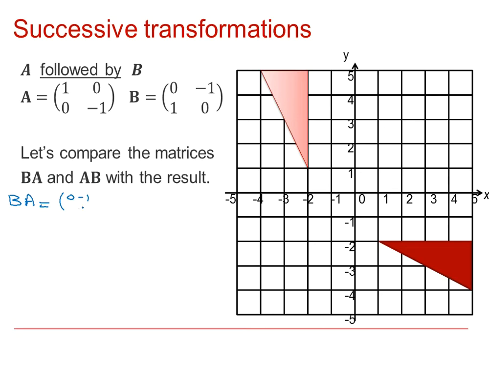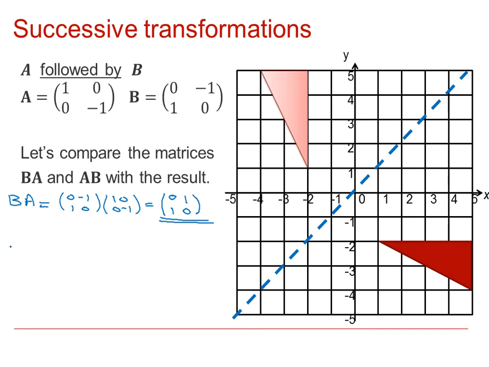So BA is 0 minus 1 1 0, after we've applied A, which is 1 0 0 minus 1, and if we multiply those together, we get the matrix 0 1 1 0, and that combined effect of A followed by B represents now a reflection in the line y equals x. And we can see that the image, the pink image that we got, is indeed a reflection of the red object in the line y equals x.